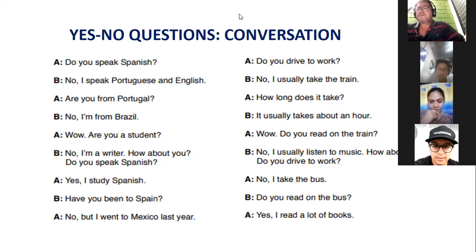Do you read on the train? No, I usually listen to music. How about you? Do you drive to work? No, I take the bus. Do you read on the bus? Yes, I read a lot of books. Excellent, very good job, team.